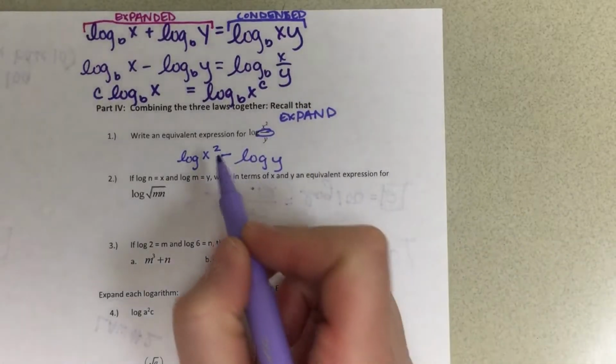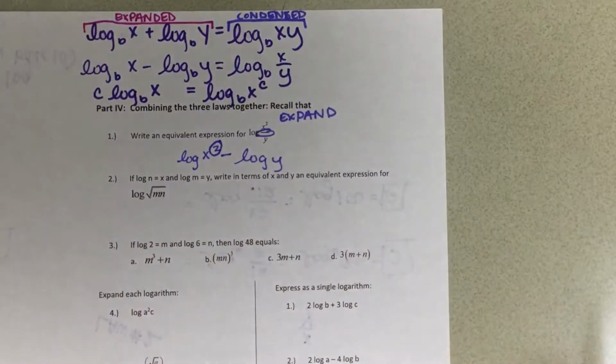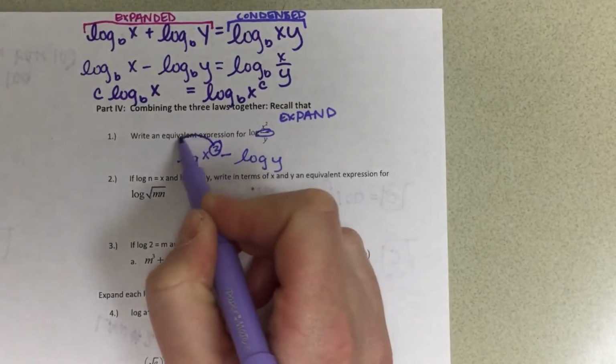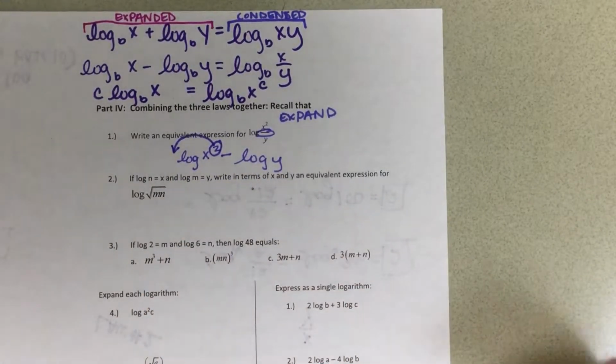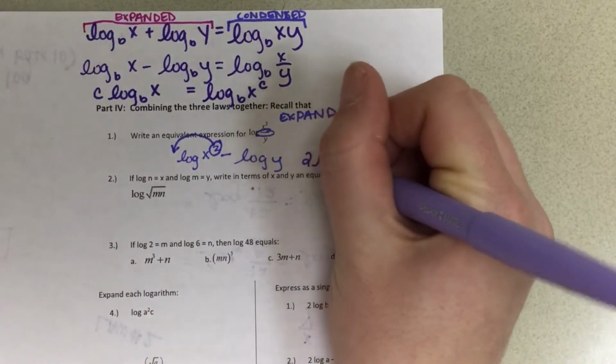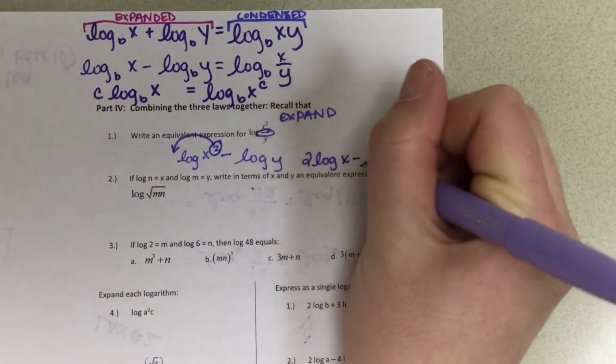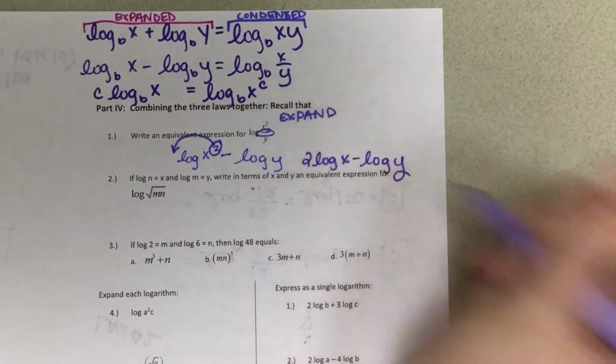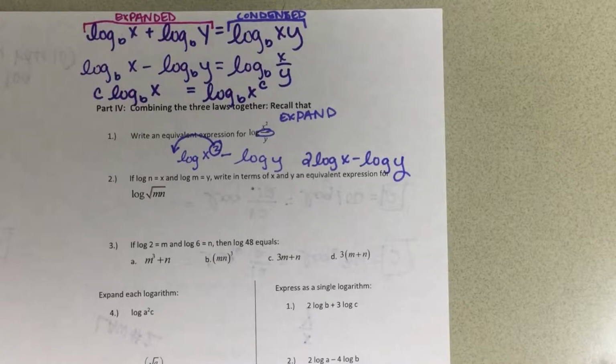Well, when I'm expanding, I need to make sure I don't have any exponents left. So now I need to move that exponent to the front. And so now I have 2 log of x minus log of y.